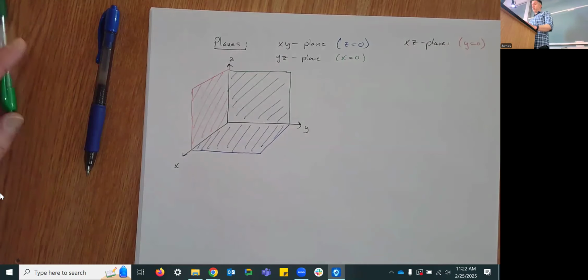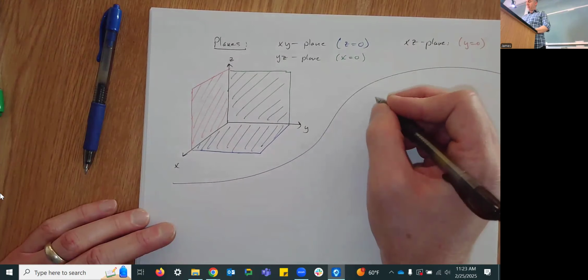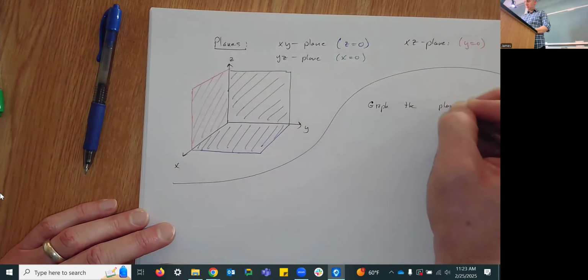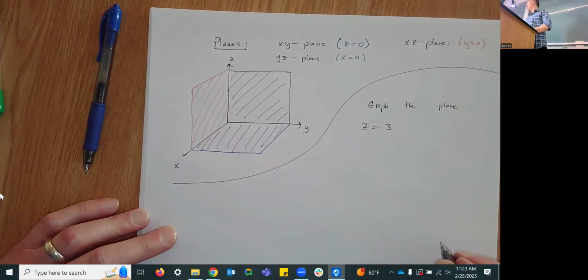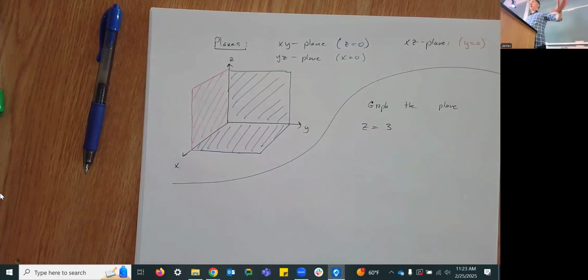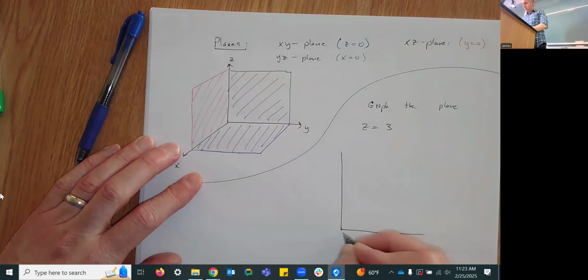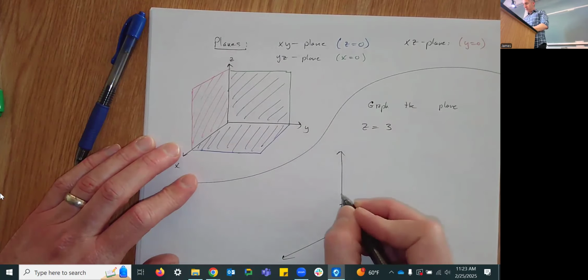We can also talk about other planes by picking x, y, or z equal to a different value. For example, if I wanted to graph the plane z equal to 3, now I'm just shifting the entire xy plane up 3 units. So instead of being the floor, I'm going up 1, 2, 3.